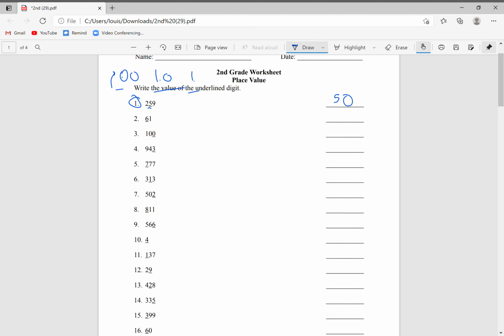And this is the actual value of the number. This is not just a 5. If you actually split it up, it would actually become 200 plus 50 plus 9, making this 50.